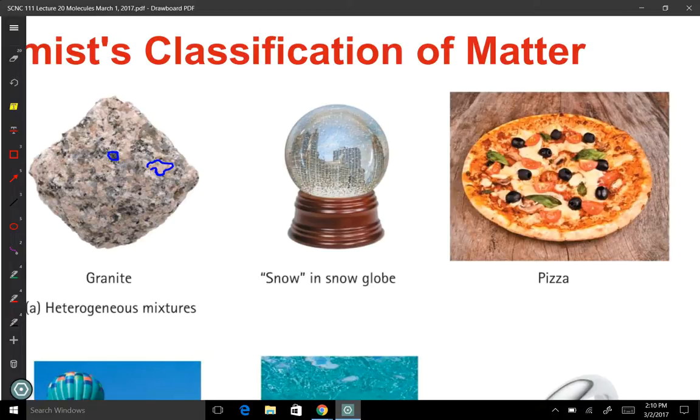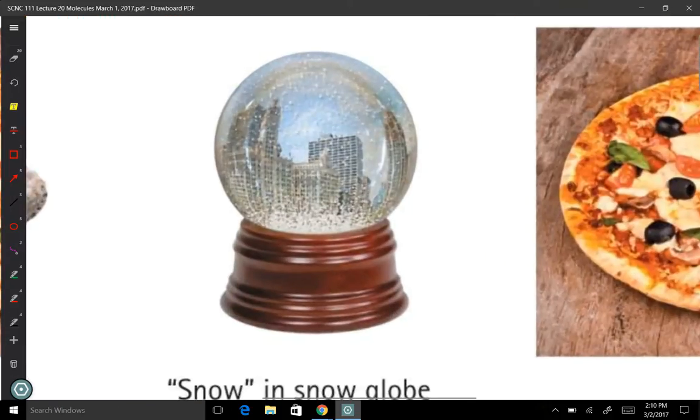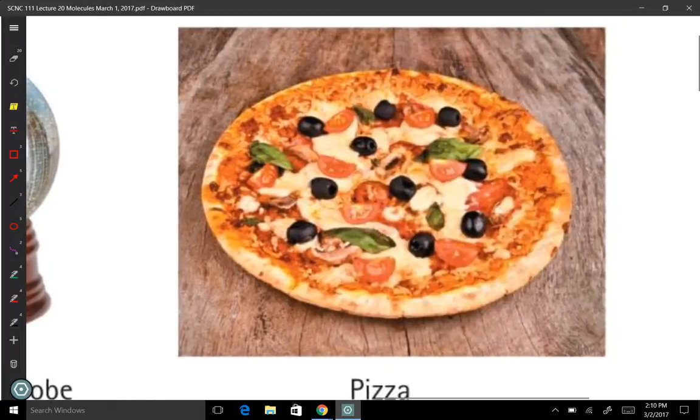The snow in the snow globe is clearly heterogeneous, right? You can see the snow. Yep, that's not water. That's whatever they put in there for snow. And, of course, the pizza. Yep, that's not crust. That's olive.